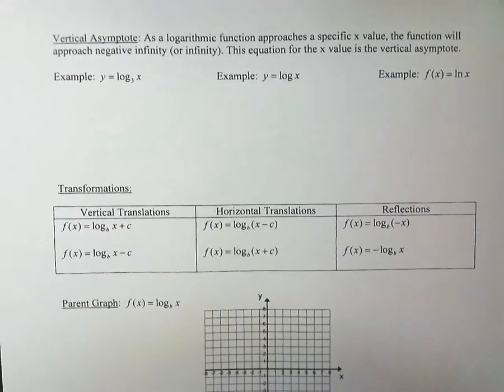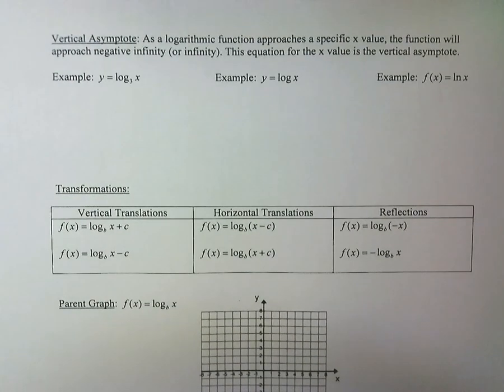So let's look at the vertical asymptotes. Exponential functions had horizontal asymptotes. If I'm switching x and y, I'm switching my verticals and my horizontals. So as a logarithmic function approaches a specific x value, the function will approach negative infinity or infinity.